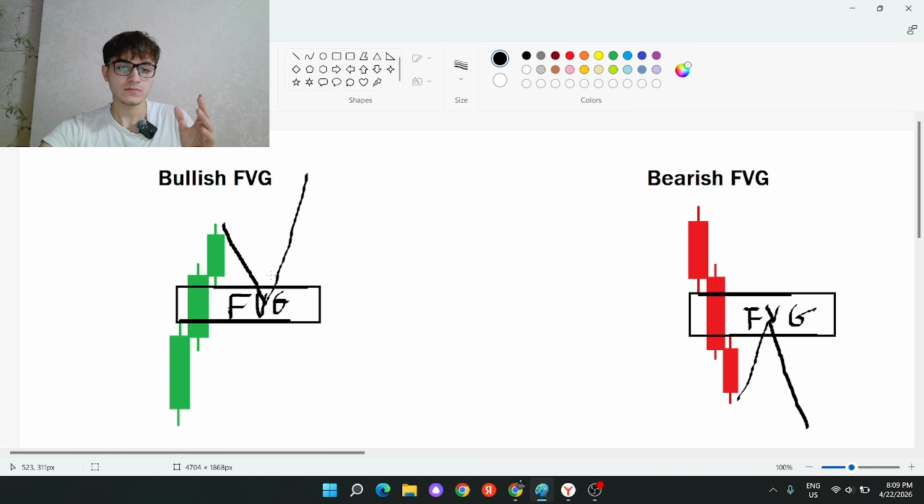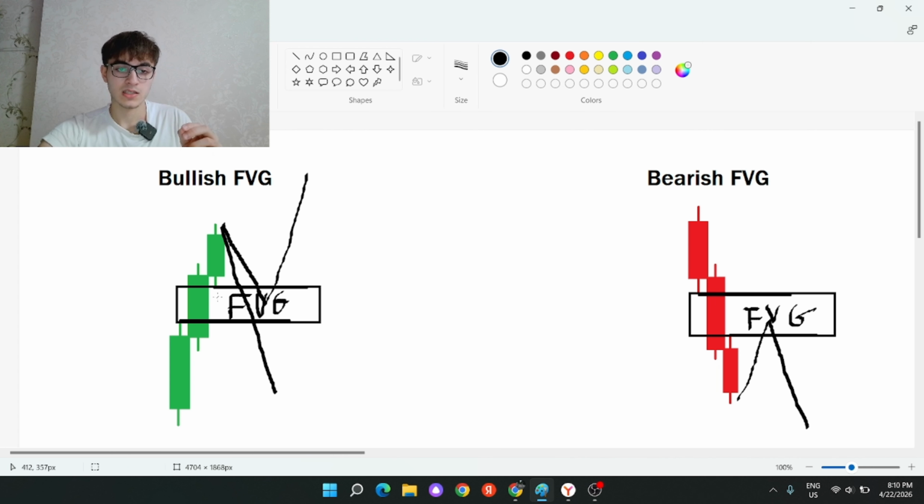We marked out the fair value gap, and right now we want to see the inverse fair value gap. So what is the inverse? If price didn't give us a reaction from this fair value gap and just went through this zone, that is the inverse fair value gap. Let me explain: when price didn't react from the fair value gap, it just went through this fair value gap.